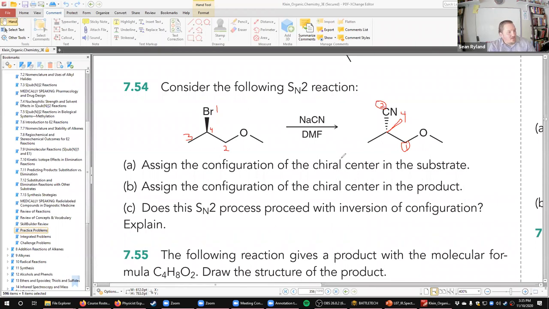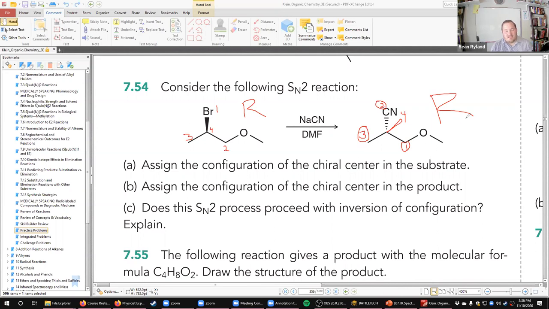It definitely still goes through that umbrella flip, but as to whether it switches from S to R, it's R initially, right? Now over here, the methyl is still three, but the carbon that heads towards the oxygen is number one. And so it would still be R, even though it went through that umbrella flip where it inverted.